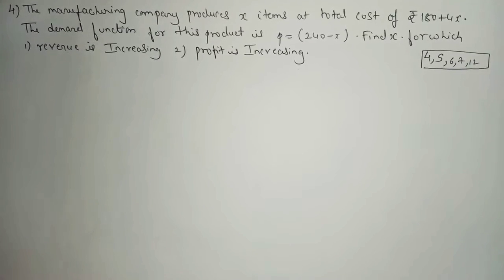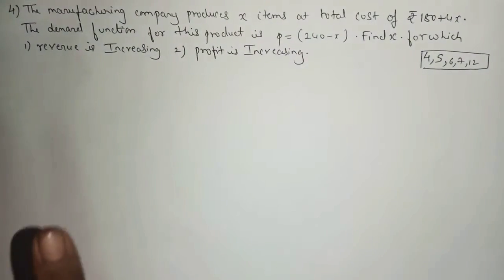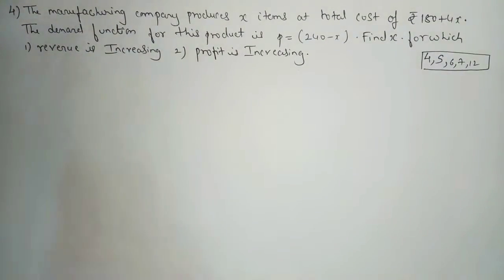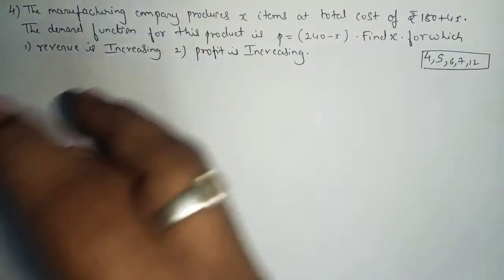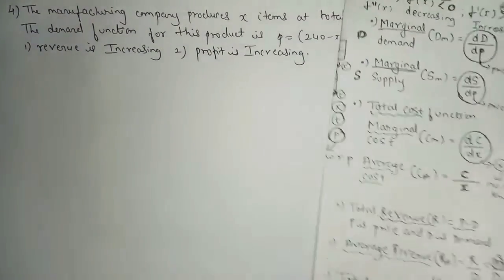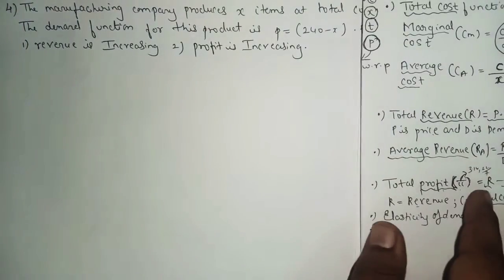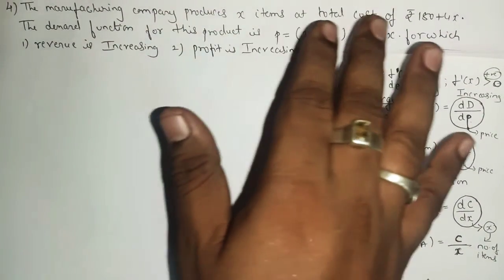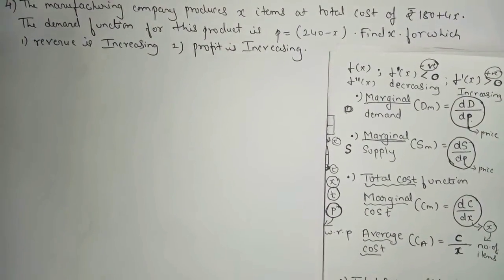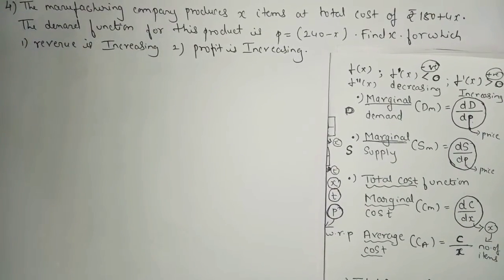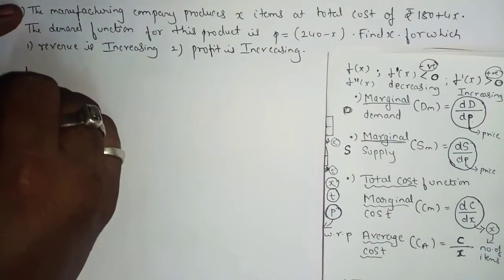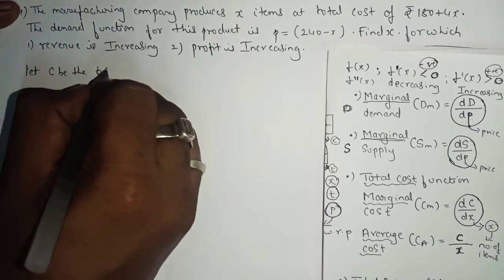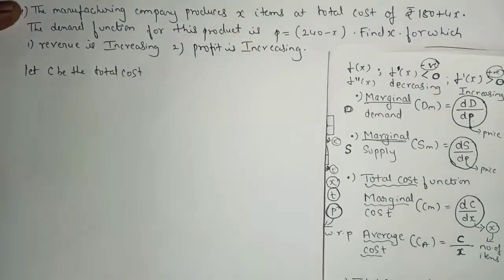Okay, so now we'll see what exactly we have to find. The concept, tricks and techniques for this sum are the same as we did for the last three sums, but here we have to use a slightly different formula. It says that the manufacturer company produces X items at the total cost. So here we'll write, let C be the total cost. For total cost, we'll take the alphabet C.